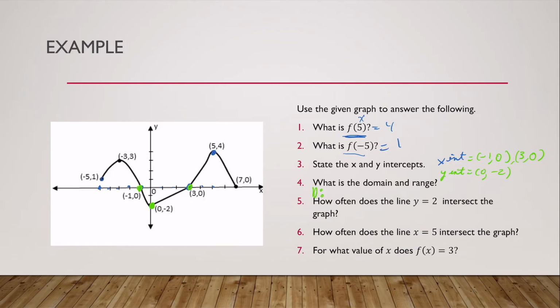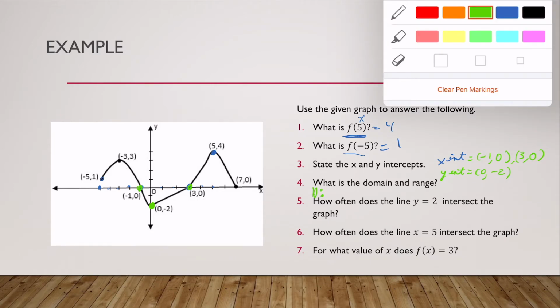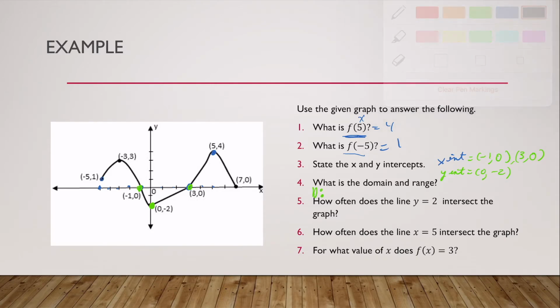What's the domain? Well, our domain, I don't want that color. Let's go back to blue. Our domain is all possible values of x, which goes from -5 to 7. And our endpoints are included, so we're going to use brackets instead of parentheses. And our range goes from -2 to 4. And again, I'm using brackets. It may not look like a bracket, but I swear that's a bracket.